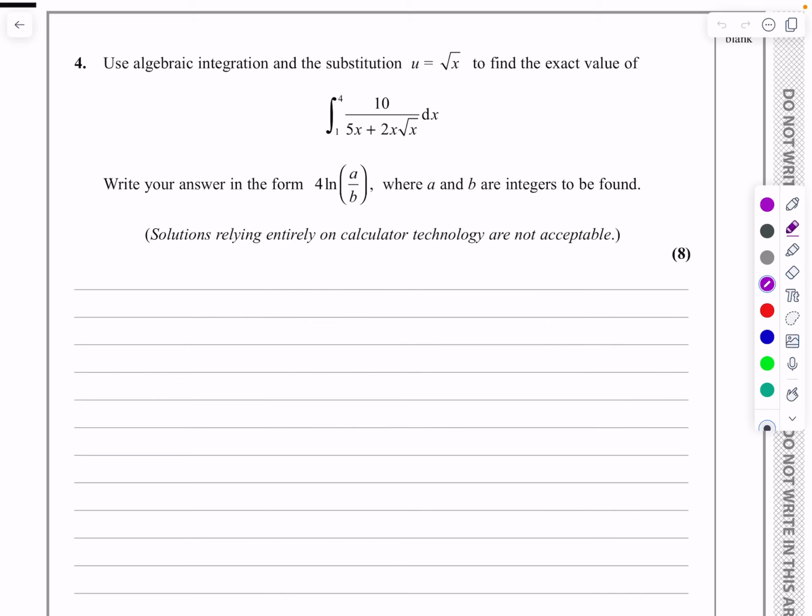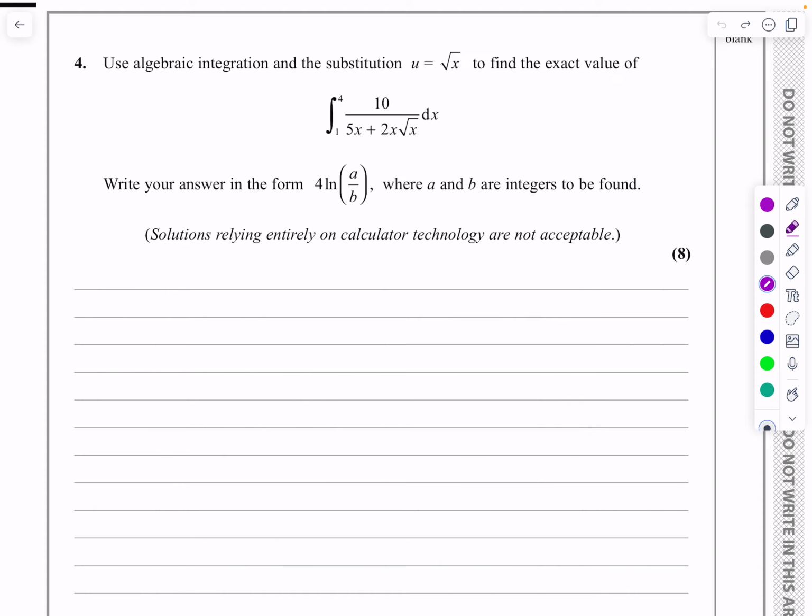Okay, this is the P4 paper from June 2021. It's question number 4, and as we can see quite clearly, this is integration and integration by substitution. So let's jump in straight away and make a start to it.